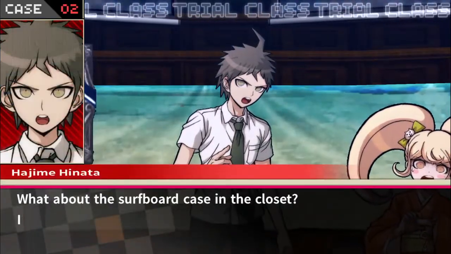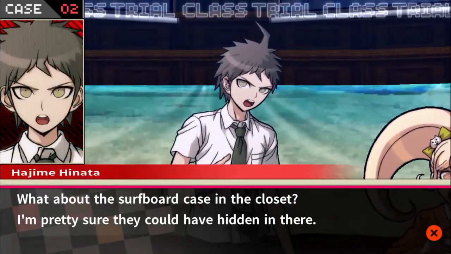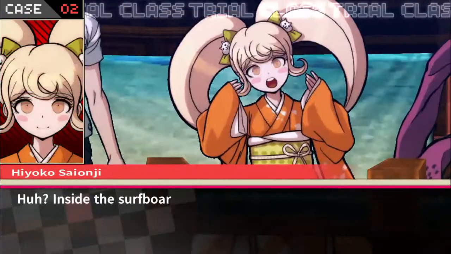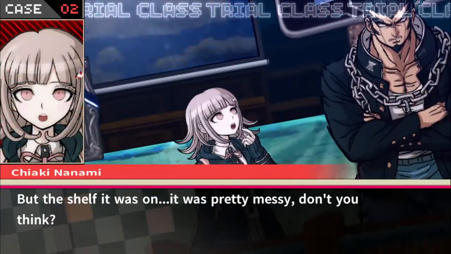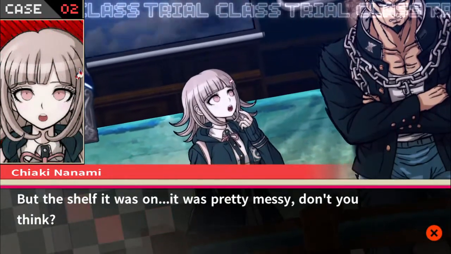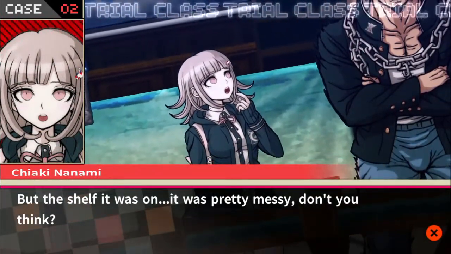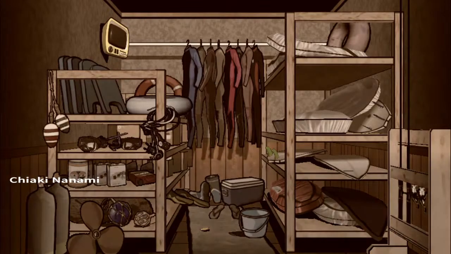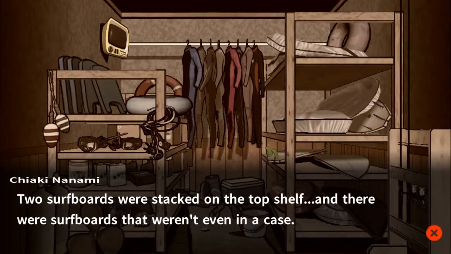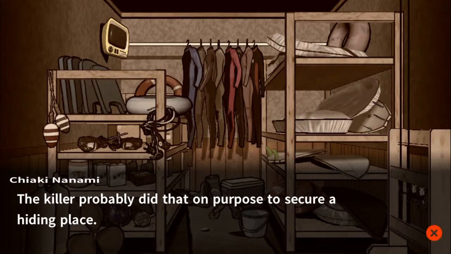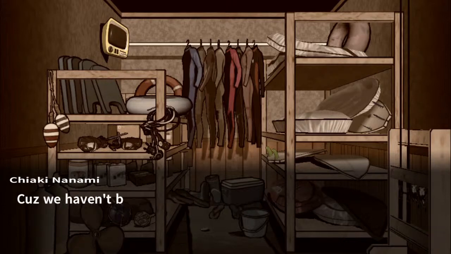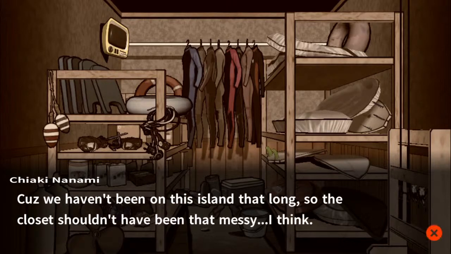What about the surfboard case in the closet? I'm pretty sure they could have hidden in there. Huh? Inside the surfboard case? But the shelf it was on, it was pretty messy, don't you think? Two surfboards were stacked on the top shelf. And there were surfboards that weren't even in a case. The killer probably did that on purpose to secure a hiding place. 'Cause we haven't been on this island that long, so the closet shouldn't have been that messy, I think.